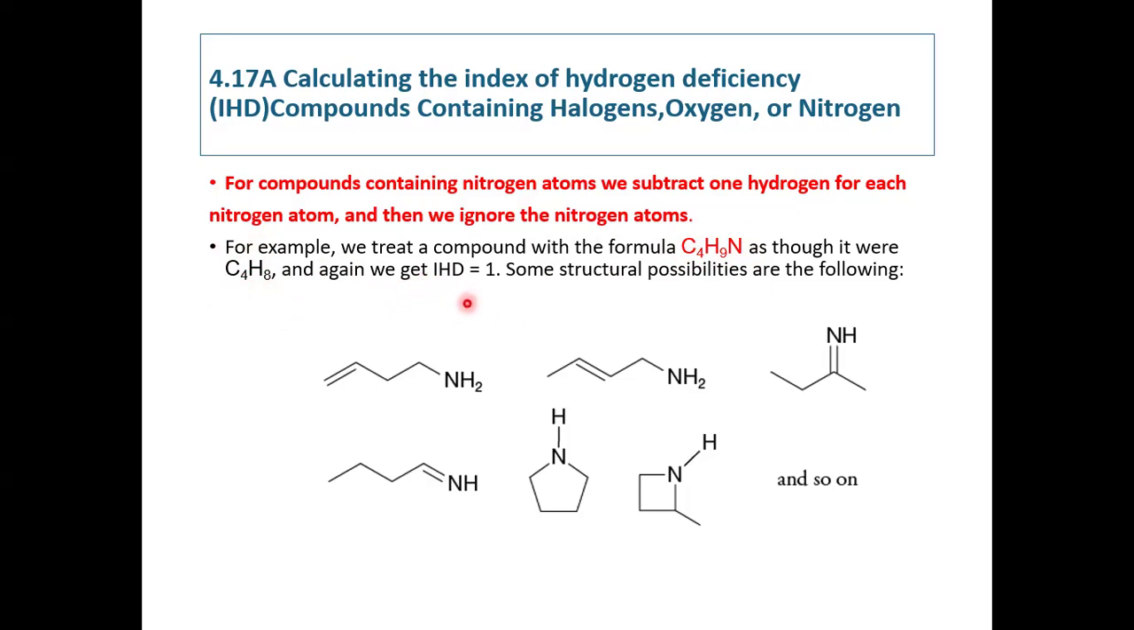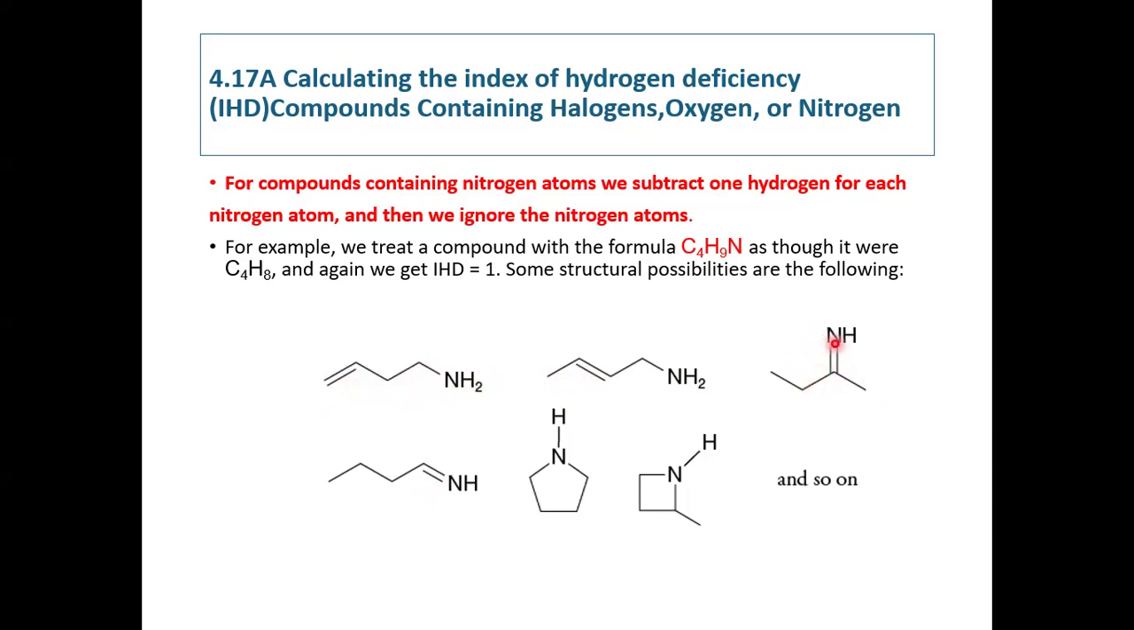You can expect that you can have 1 double bond, or 1 ring. So you can write 4 carbon atoms, 1, 2, 3, 4, and then you have your nitrogen, NH2. You can write the double bond here. You can write the double bond here, on the second carbon, or you can write the double bond here, or you can have your nitrogen here, and you can get your double bond here.